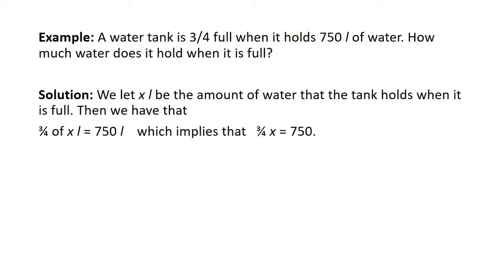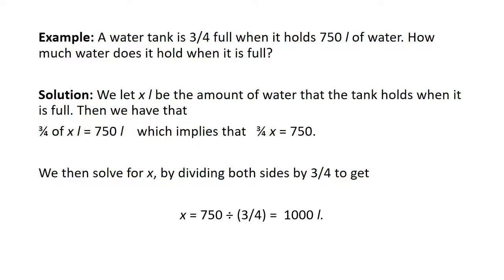And then remember, we want to find the amount of water that the tank holds when it's completely full, which we said is our X, isn't it? And therefore, we just solve for X by dividing throughout this equation by 3 over 4. And what we get is X is equal to 750 divided by 3 over 4. If you work that out, you should get 1,000 liters, which means the capacity of this tank is 1,000 liters, so that 3/4 of 1,000 is 750. So I think that should be straightforward.